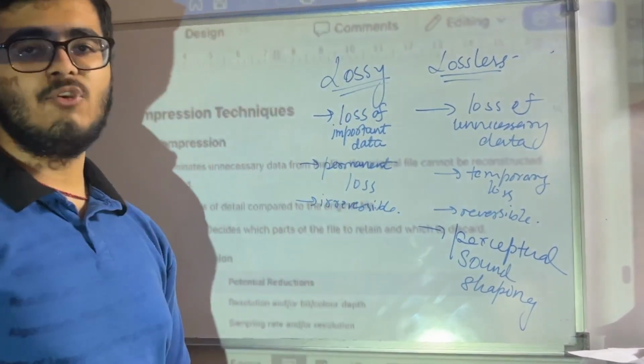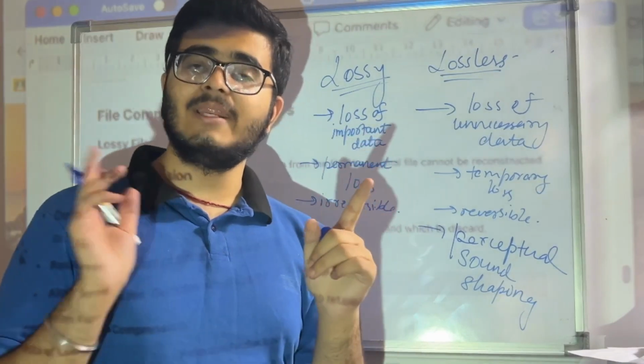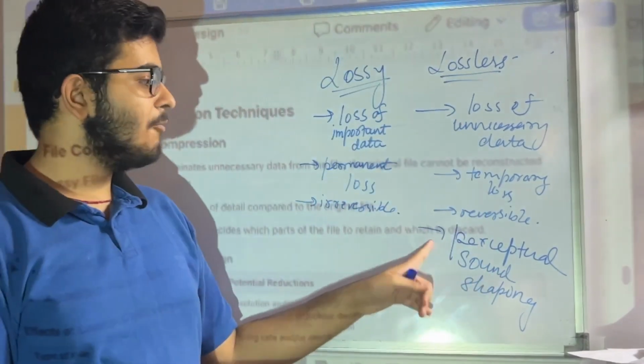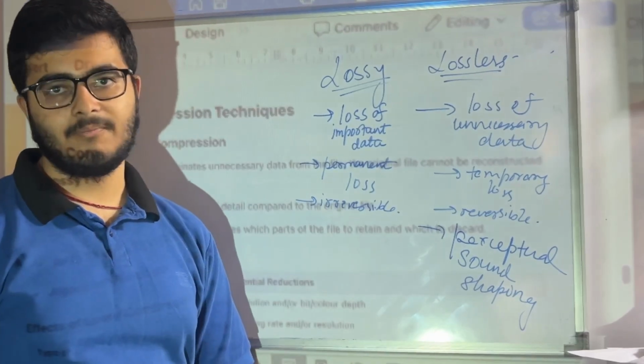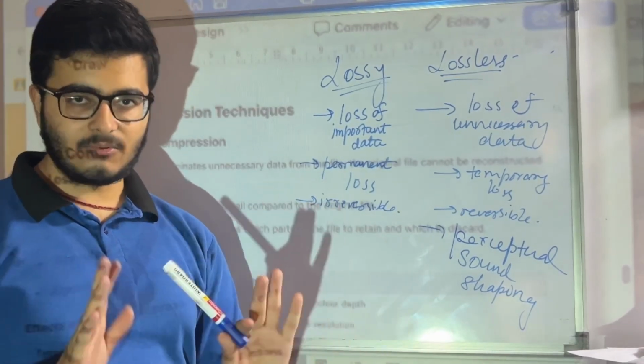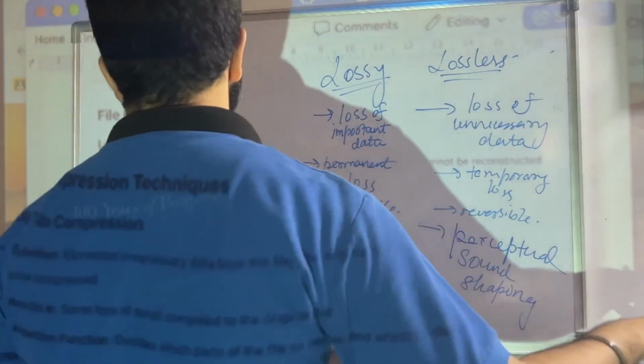The example that I just gave you, that humans can only hear from 20 to 20,000 hertz. The rest of the other frequencies are removed. This kind of process is called perceptual sound shaping. See, this is something you need to learn. I cannot explain it further. This is what you should know. You need to learn this.